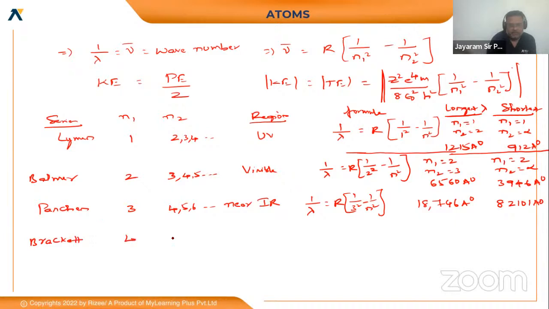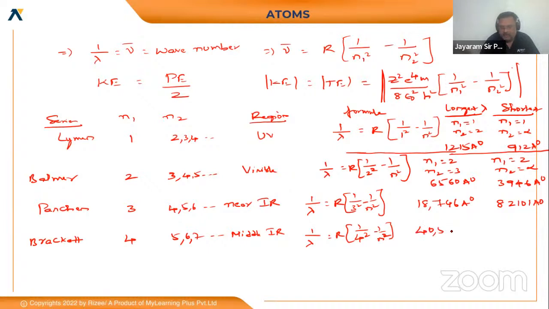N value will be 4, transition from 5, 6, 7 like that, and this will be the middle infrared. Or if you cannot remember, just remember it as infrared, that's it. So 1 by lambda is equal to R into 1 by 4 square minus 1 by n square. And your longest wavelength will be nearly 40,500 angstroms, and the shortest will be 14,500 angstroms nearly.